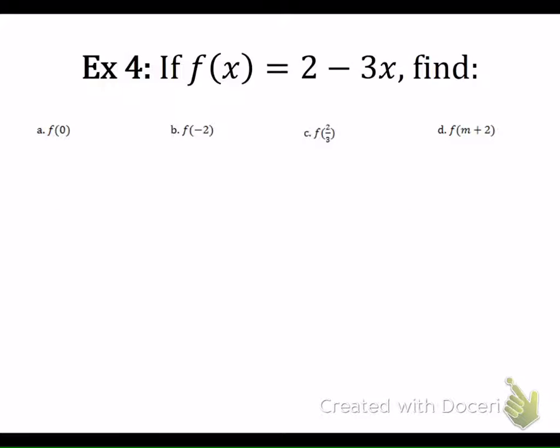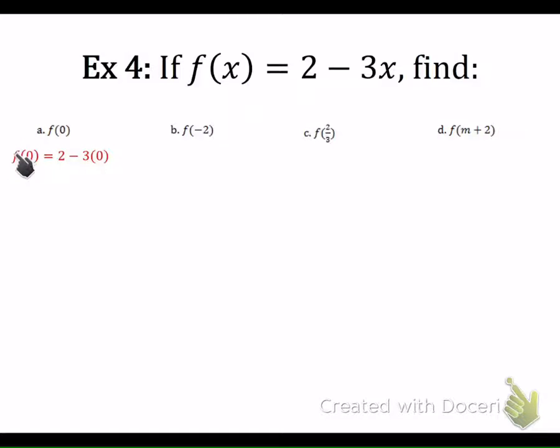All right, here's example 4. If f of x equals 2 minus 3x, find these values. So we're saying we want the function at 0, or f of 0. So we're going to take all the x's out. We're going to put a 0 in. Do that now. Now, on the left side, this is already done.